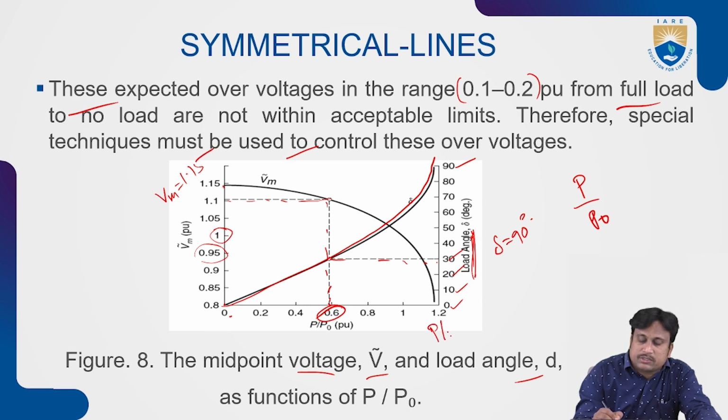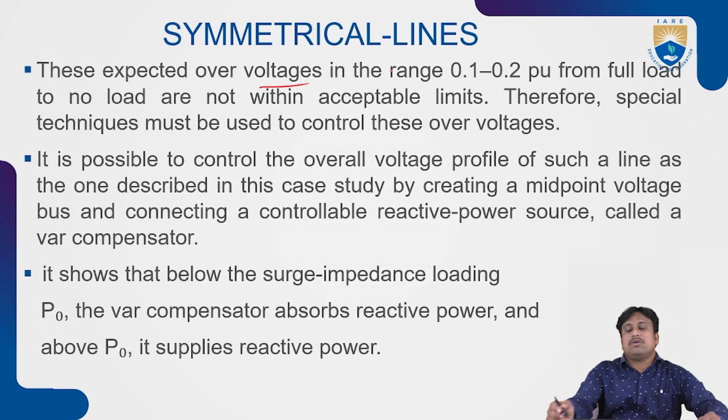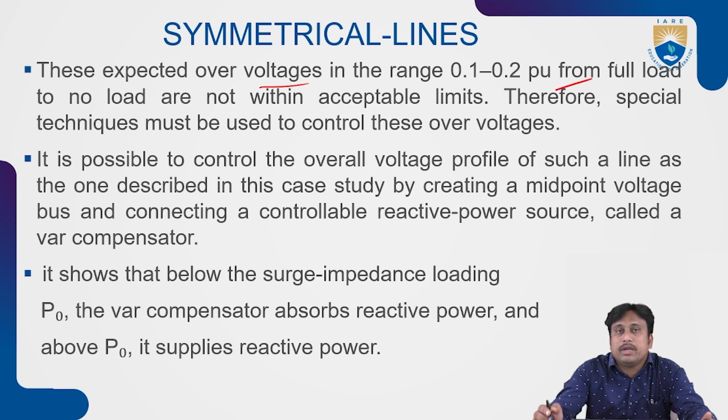The real power ratio coefficients range from 0 to 1.2, even though it will reach the maximum condition of the real power at 0.6. These are the conditions we must apply. So the expected overvoltage in the range from 0.1 to 0.2 per unit from full load to no load is not within the acceptable limits. Therefore special techniques must be used to control the overvoltage. This is a very serious issue. The loads may get damaged, because unbalances in the voltage may cause fluctuations of the load.